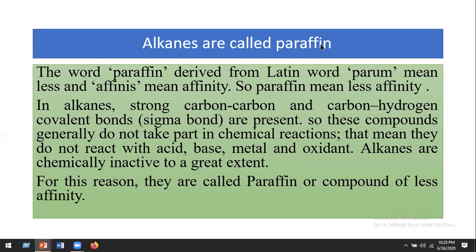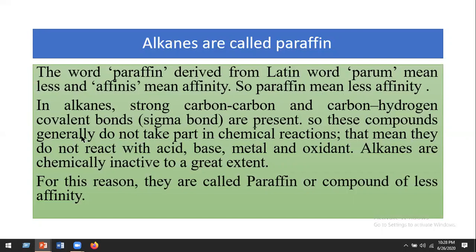Why are alkanes called paraffin? The word paraffin is derived from the Latin words parum, meaning less, and affinis, meaning affinity. So paraffin means a compound of less affinity. In alkanes, strong carbon-carbon and carbon-hydrogen covalent bonds are present. Remember, covalent bonds are of two types, pi bond and sigma bond. Sigma bond is stronger than pi bond. Any single bond means a sigma bond.